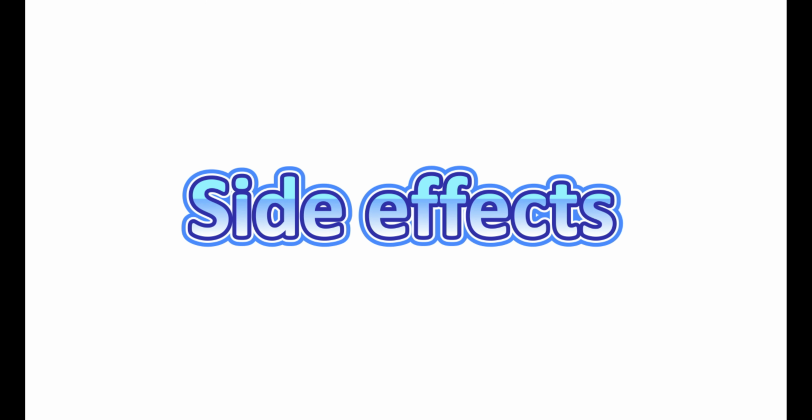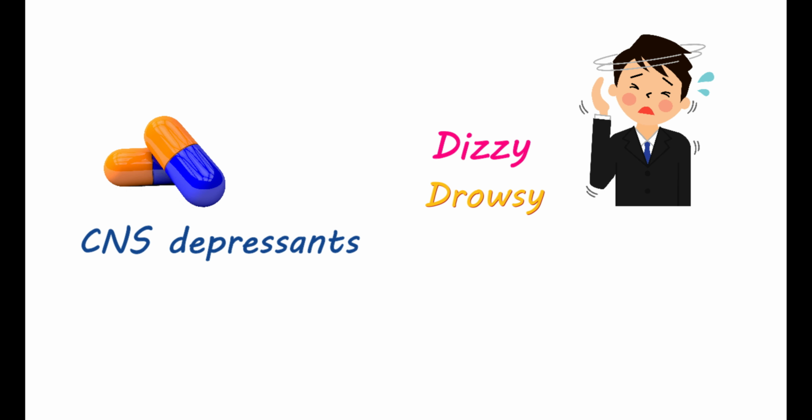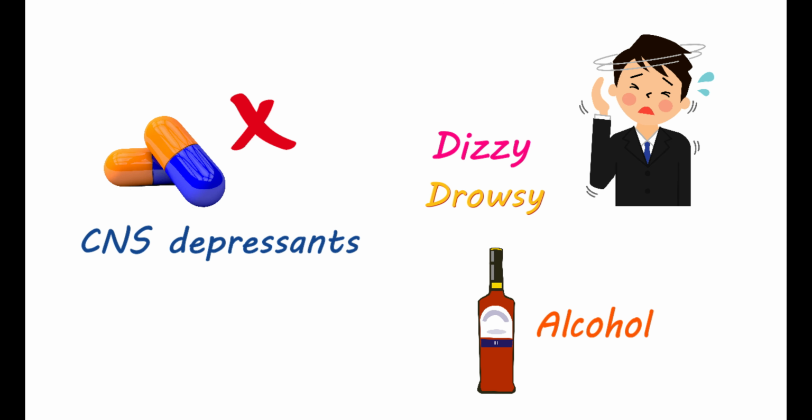What are the side effects? This medication can make you dizzy and drowsy. Drowsiness produced by this medication can be enhanced by other medications that depress CNS. Therefore, never combine other CNS depressants along with cyclobenzaprine. Alcohol can also enhance drowsiness produced by cyclobenzaprine. Therefore, avoid alcohol while taking this medication.